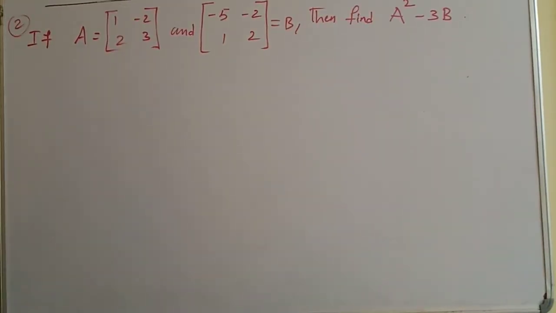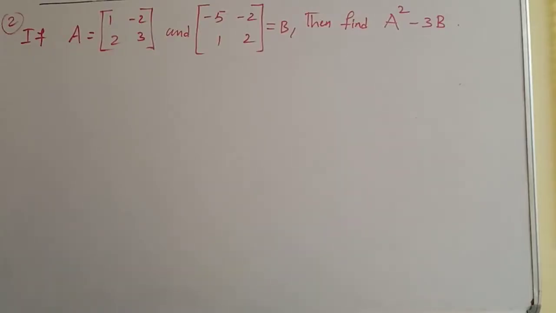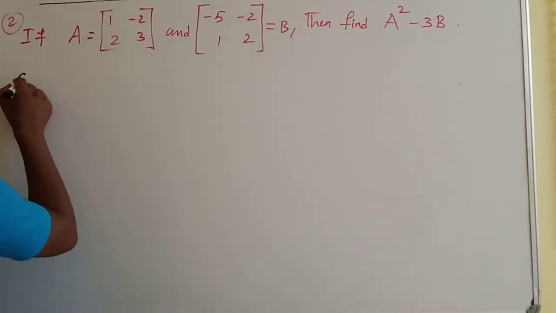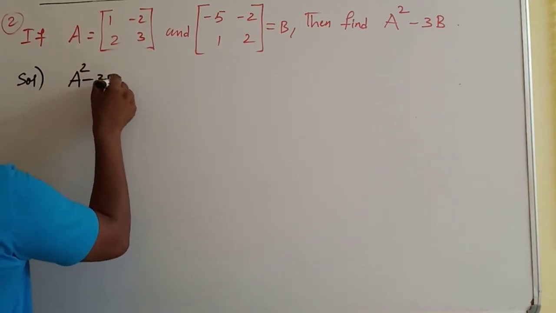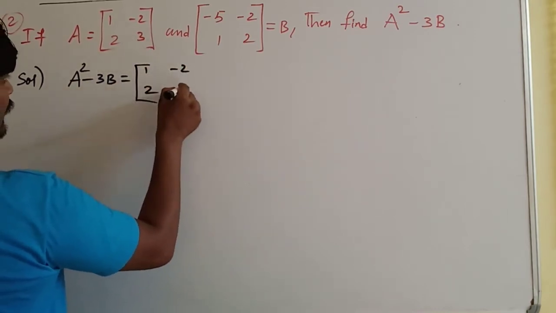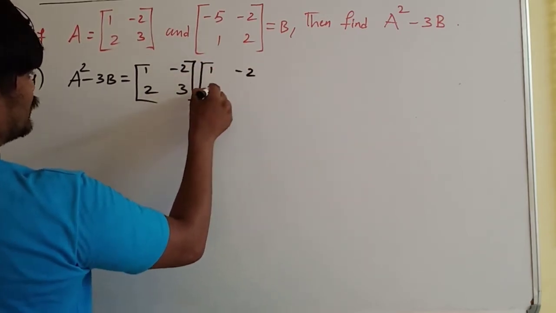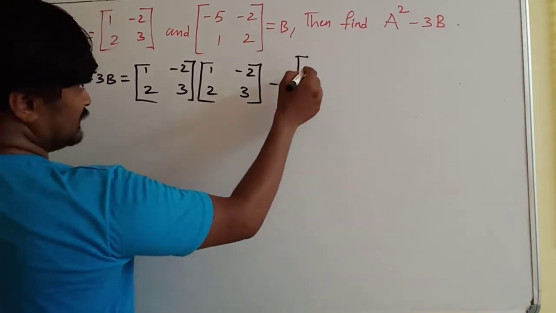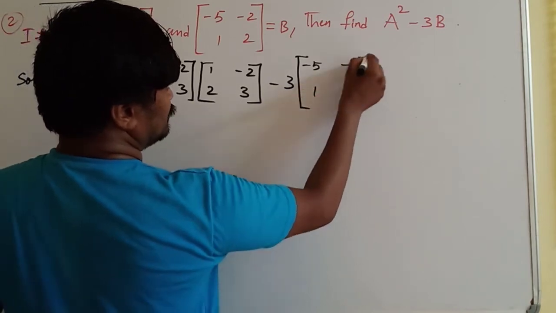Alright, the second problem: matrix A is given and B is also given. We need to find A square minus 3B. Our solution is this. Just write A square minus 3B. A square means A written twice: [1, -2; 2, 3] and again [1, -2; 2, 3], minus 3 into B. B is [-5, -2; 1, 2].